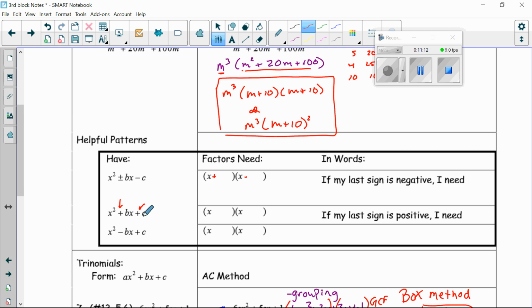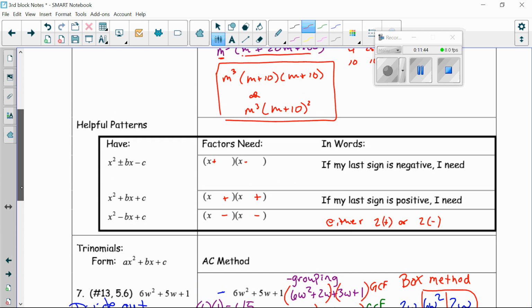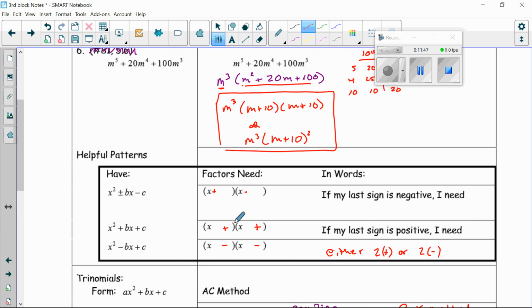If your last sign is positive, it's going to depend on your second sign. So if it's all positive, then this is all positive. If your last sign is positive, sorry, and your second sign is negative, it's going to match whatever that second sign is. And so it's either going to be 2 positives or 2 negatives if that last sign is positive. Okay, so those are just nice little tricks to be familiar with as you're trying to figure out what your values are.